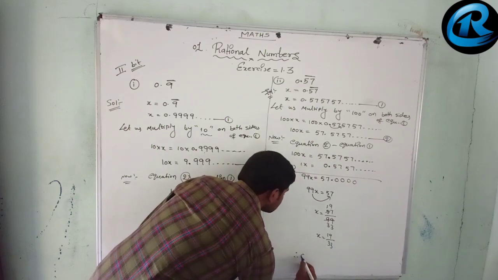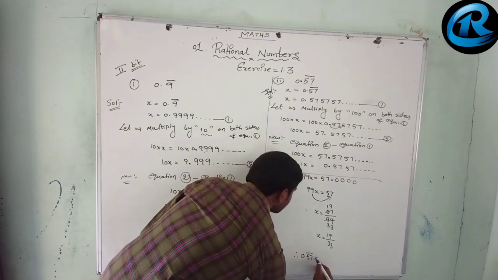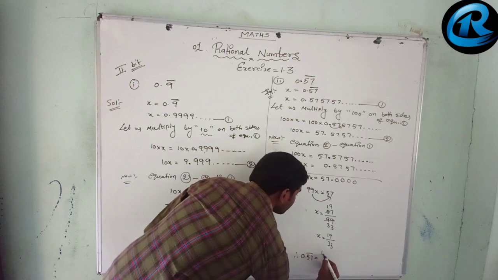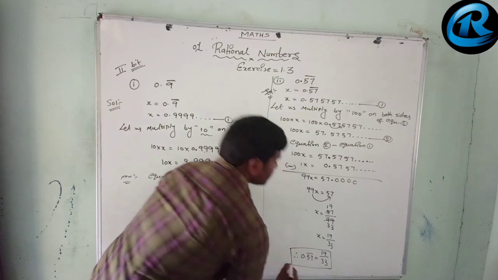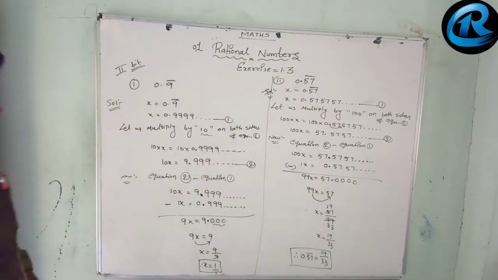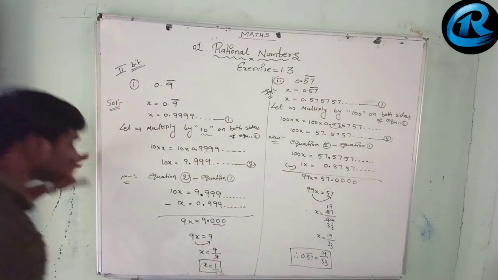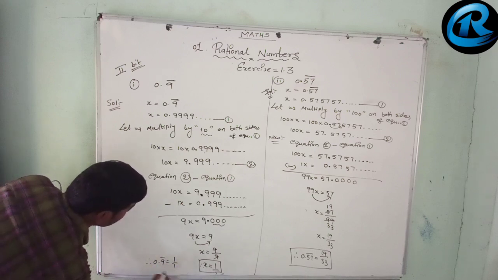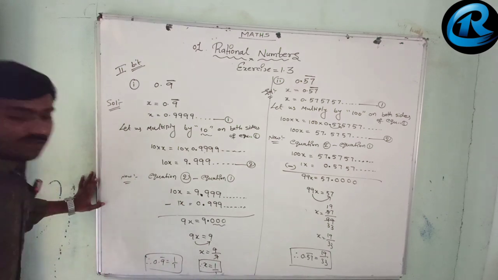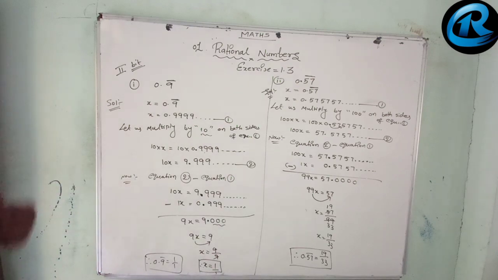Therefore you have to write like this: 0.57 bar equal to 19 by 33. Very simple. Here also we can write the therefore: 0.9 bar equal to 1 by 1, or nothing but 1. You write the therefore like this. I hope you understood this clearly. Yes, take a screenshot if you need.